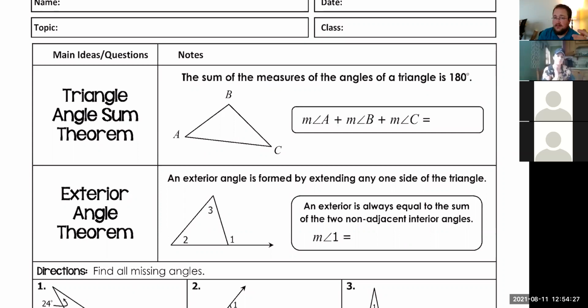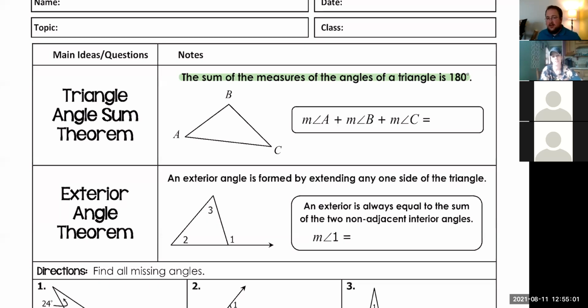So the first one is known as the triangle angle sum theorem, which states, I know it's up there in bold, but I'm going to highlight it as well because I'm extra. The sum of the measures of the angles of a triangle is 180 degrees, always. So if you add up all the angles inside of a triangle, it will always equal 180 degrees. That is a fact that we're going to rely heavily on here in just a few minutes.